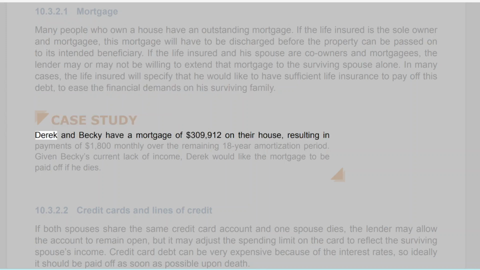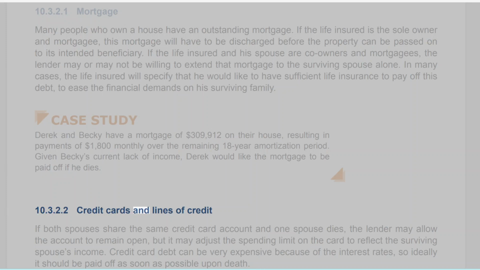Case study: Derek and Becky have a mortgage of $309,912 on their house, resulting in payments of $1,800 monthly over the remaining 18-year amortization period. Given Becky's current lack of income, Derek would like the mortgage to be paid off if he dies.